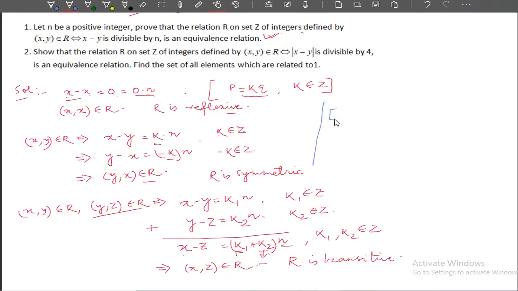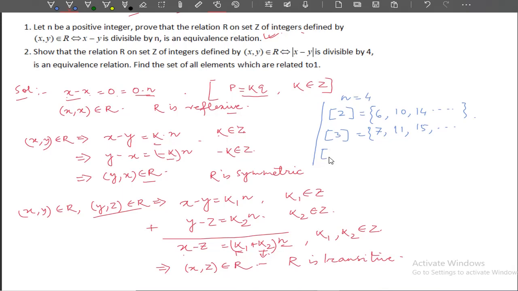What will be the, if n is equal to 4, what will be the equivalence class of 2? Do you have any idea? Think. 6, 10, 14, and so on. What will be the equivalence class of 3? 7, 11, 15.